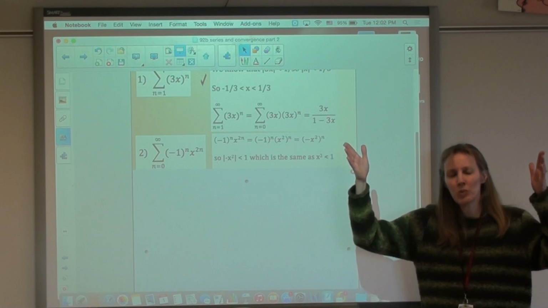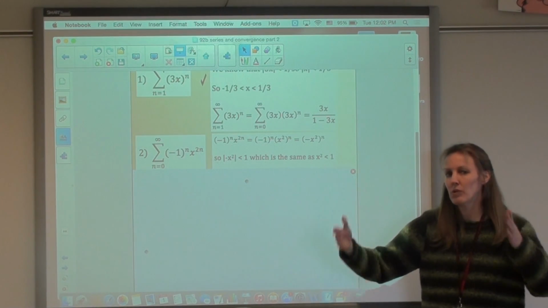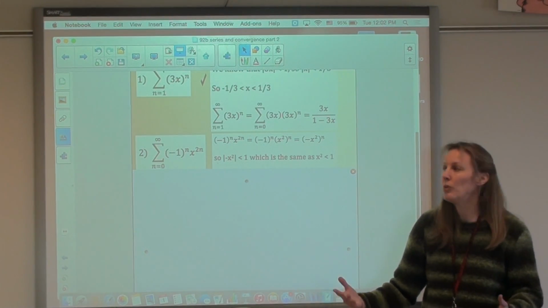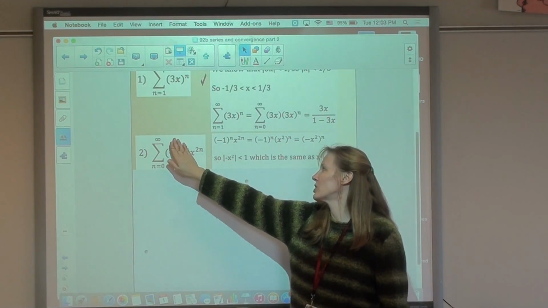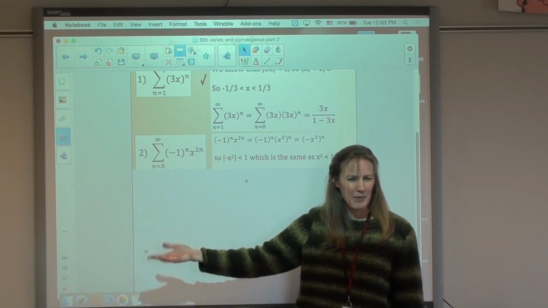Since we were talking about when the absolute value of the argument is less than 1, the -1 will always go away when you have an absolute value. So when you're setting up your absolute value, feel free to ignore the -1, and you could have just done x squared to the n. Right? Does that make sense?